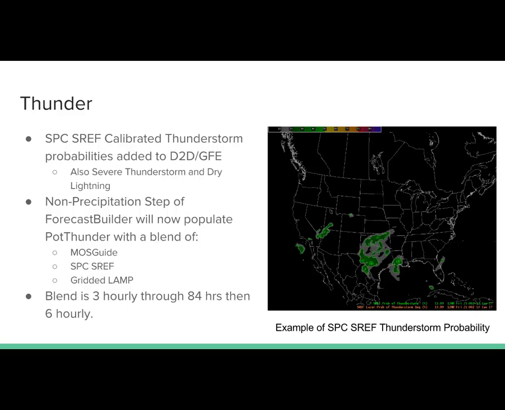In the non-precipitation type step of Forecast Builder, we'll now bring in this data set as well as the gridded MOS and gridded LAMP to help populate probability of thunder. And again, this will be an equal weighted blend. And that blend will be 3 hourly through 84 hours and then 6 hourly thereafter. And that 6 hourly is basically just the MOS guide when the SPC SREF ends.